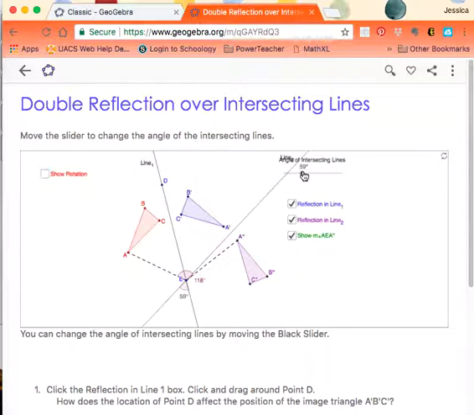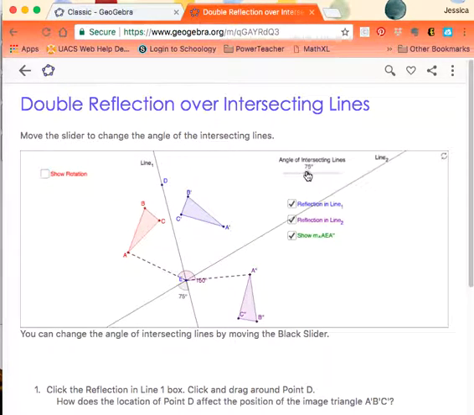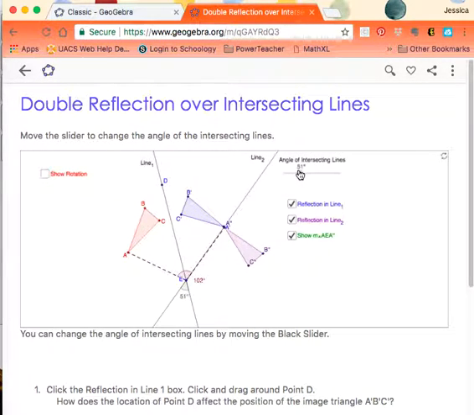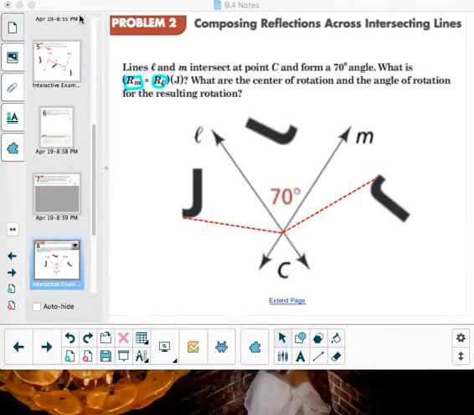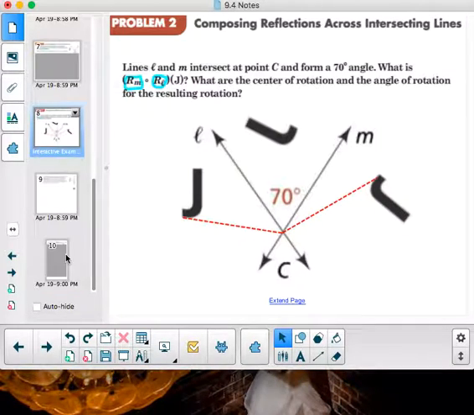Let's see what happens to this angle measure if I change how much I've rotated. Okay? So if my angle measure had been 45 degrees, notice now the angle of rotation is 90 degrees. And this point right here becomes my center of rotation. So in this problem right here, this angle measure of the intersecting lines is 70 degrees. So if I were to take out a protractor, while this wouldn't be perfect, it would be approximately 140 degrees is my angle of rotation, with my center of rotation being C.